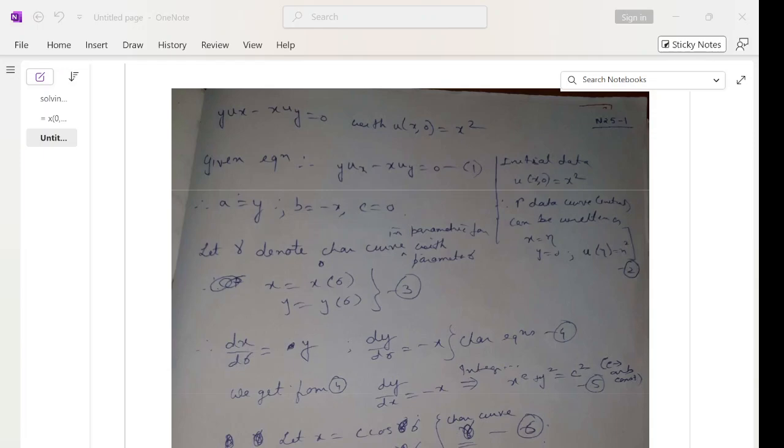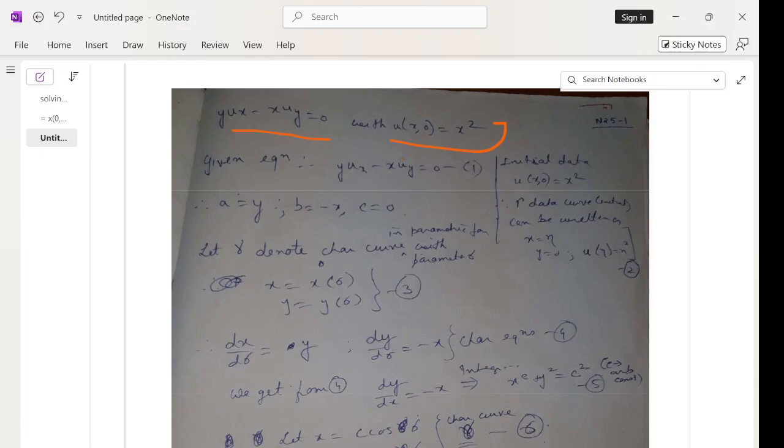Today we will discuss how to solve the Cauchy initial value problem for first order semi-linear and also linear partial differential equations. So let us consider this: y u_x minus x u_y equals 0. Okay, so this is my partial differential equation, along with this: u(x, 0) equals x squared. So what is this? This is the initial data curve.